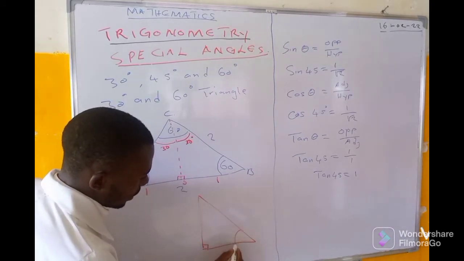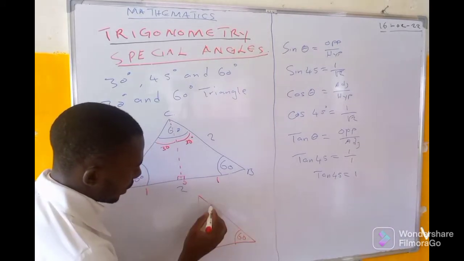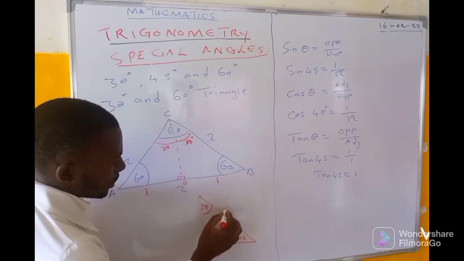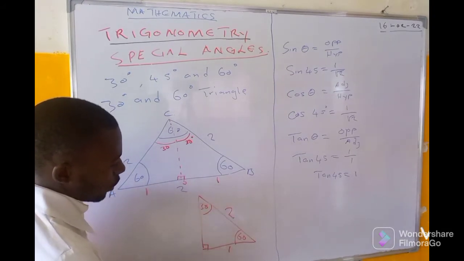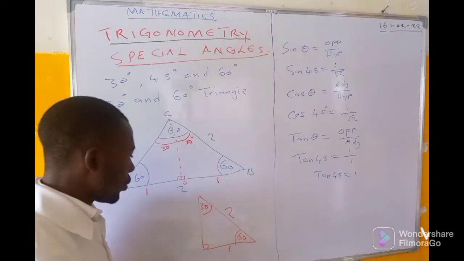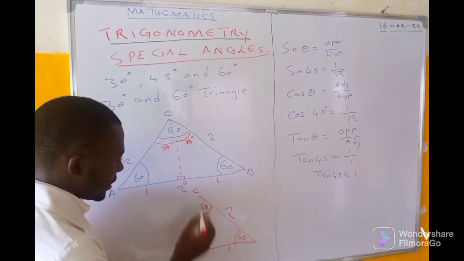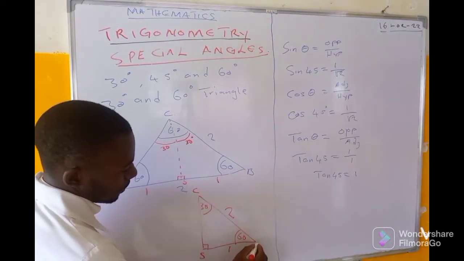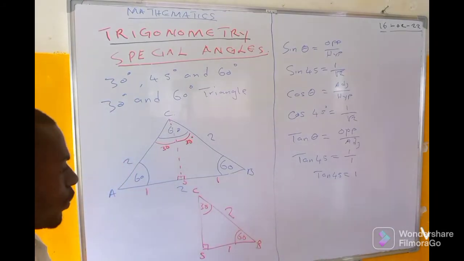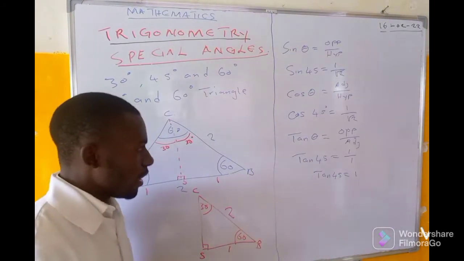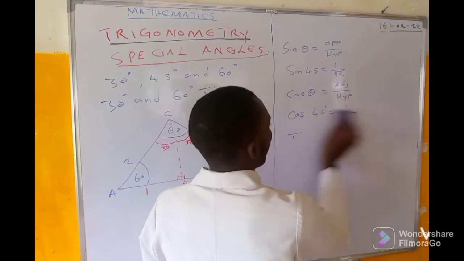90 degrees. Here you are going to have 60 and here you are going to have 30. 2 this side and 1 this side. So what are you going to do for you to find CS? We are going to use the same formula of Pythagoras theorem.